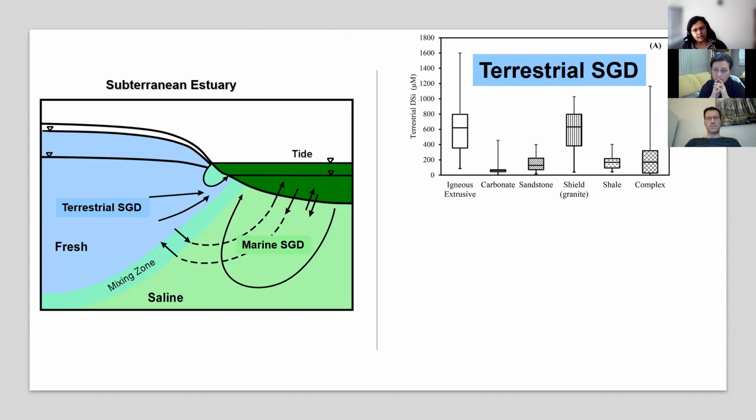And you can see that, as you would expect, the carbonate endmember has a low dissolved silica endmember concentration. It's a carbonate platform. And contrasted with the igneous extrusive, where the host rock has high silicon in it, you see quite a large spread and enrichment of DSi over what you would expect in a carbonate subterranean estuary.